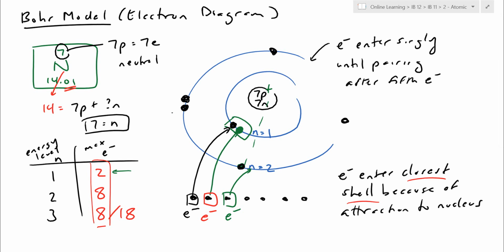Now you might say, well, I thought you said shell 2 is actually 8. Remember, 8 was the maximum number. Nitrogen just didn't have enough electrons. If you then become oxygen and fluorine that have more electrons, then yes, you can come back and pair the rest of them. But in this case, I only have 2 on the first shell, 5 on the outer shell.